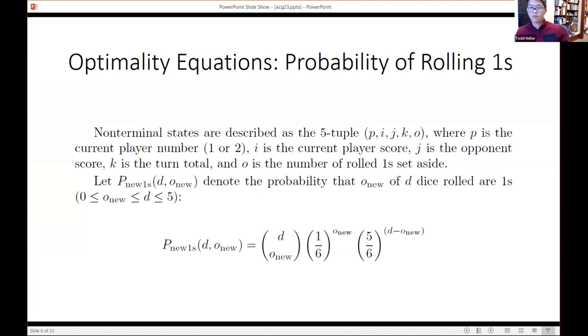And now we need to find the probability of rolling ones, let P new ones take parameters D, which is the number of dice we are rolling, and new ones, O new. So O new has to be within the constraint of 0 and the number of dice we have. So next bar, you can use the mouse roller as well.